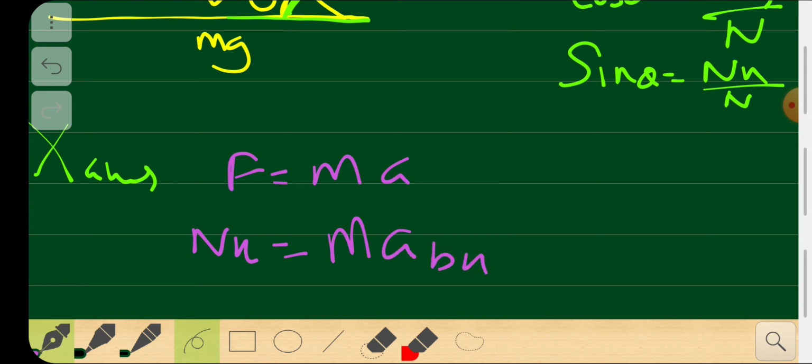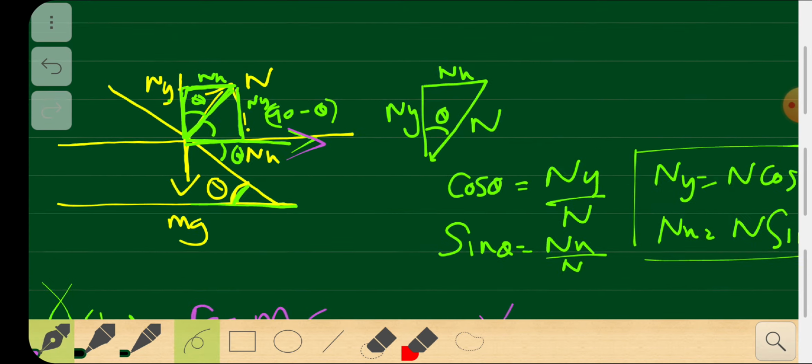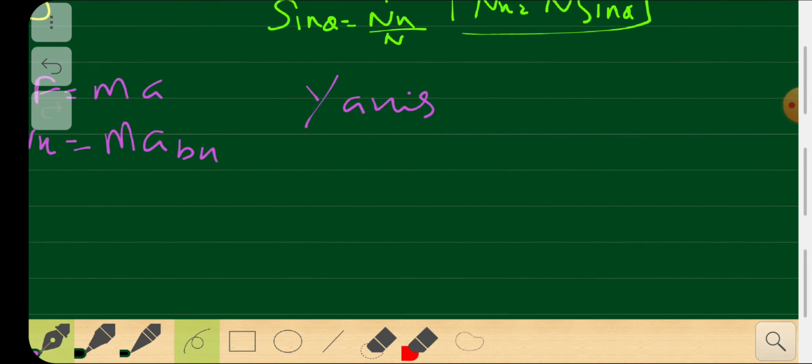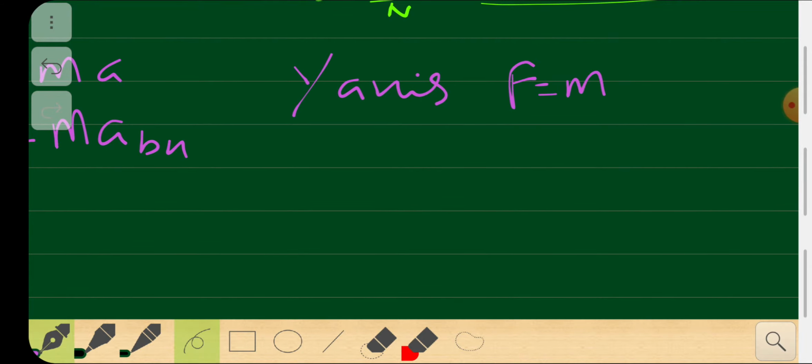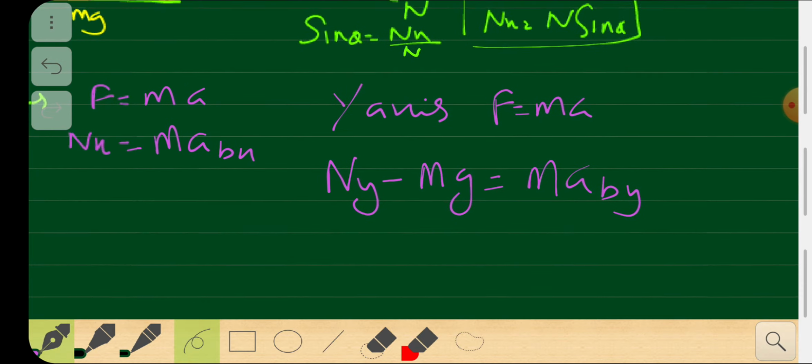That's the acceleration. Now look at the y-axis. If you take going up as positive and going down as negative, and going to the right as positive as well, then mg is in the downwards direction. So there are two forces, mg and the normal force n_y. F equal to ma, so the forces are n_y and minus mg, which must be equal to m a of the box in the y direction. So you got that. Now you can simplify this.